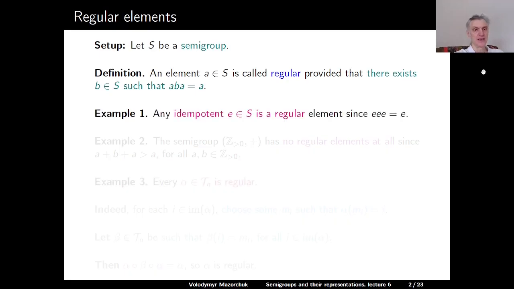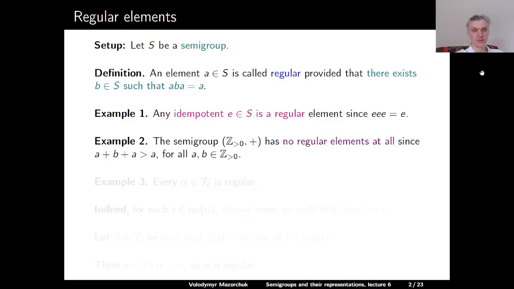Example 1. Any idempotent E in S is regular because E times E times E is equal to E. So we can take as the element B the element E. Example 2. The additive semigroup of all positive integers has no regular elements at all, since for any positive integers A and B, A plus B plus A is strictly greater than A.